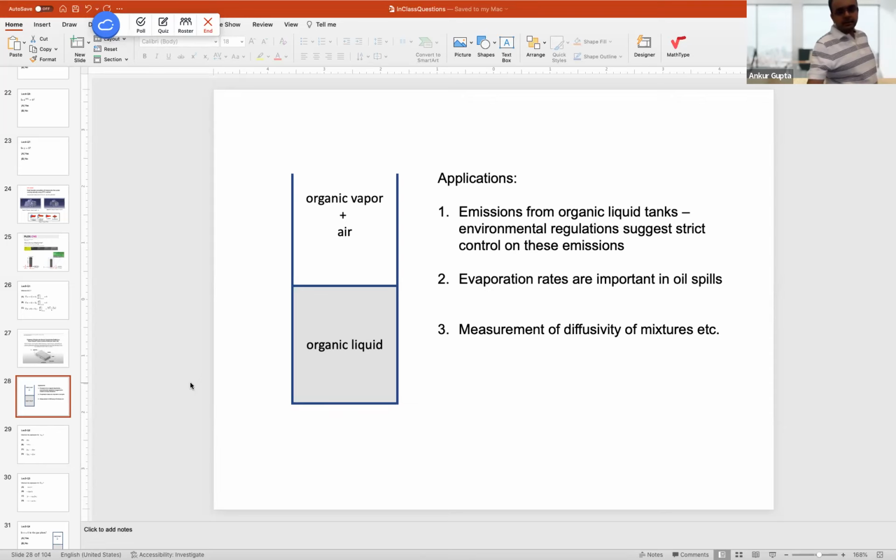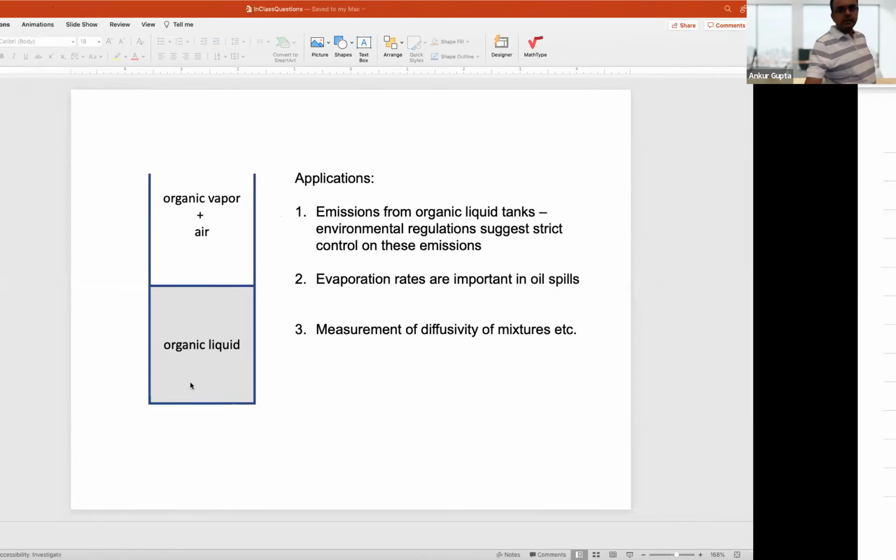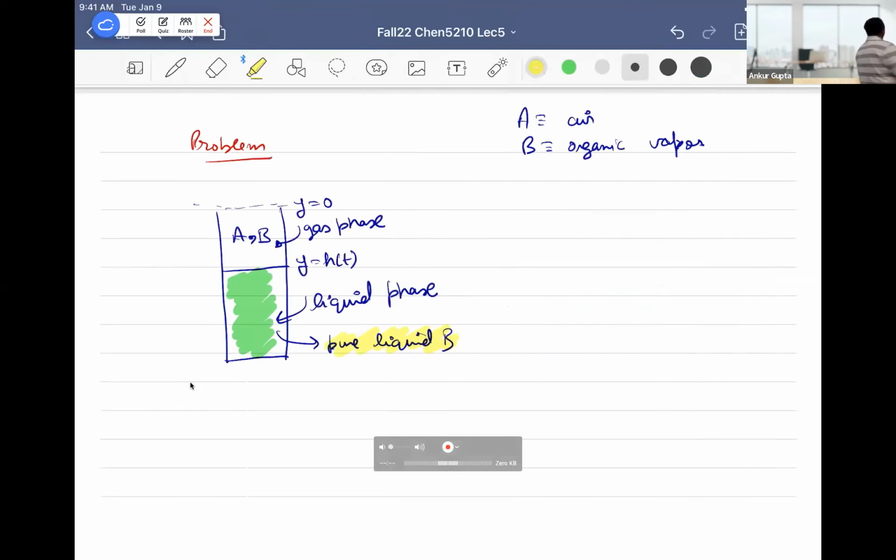So the problem really is this: it is a 1D unsteady problem. We have a liquid column that is evaporating with time. All the liquid will go out and merge into the gas phase. To simplify, in a natural system, air will have oxygen, nitrogen, methane, carbon dioxide. We'll forget all of that and say air is A.